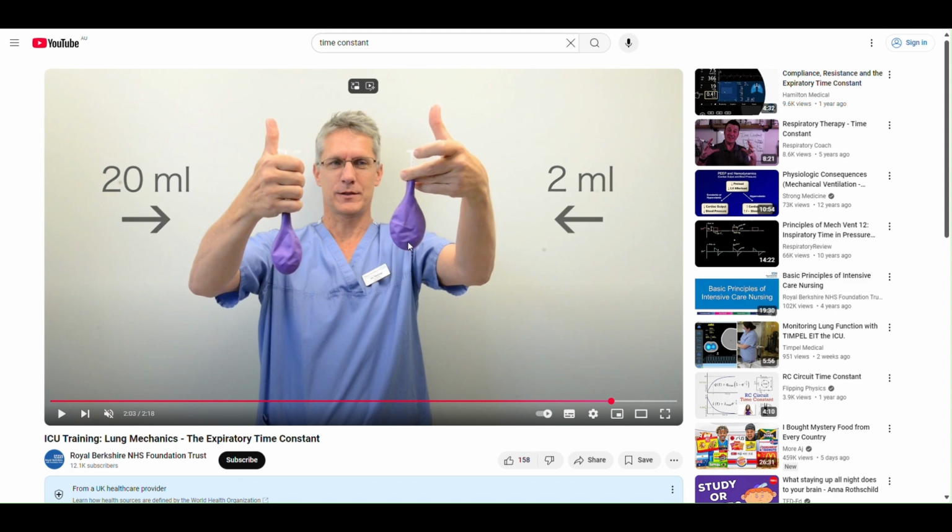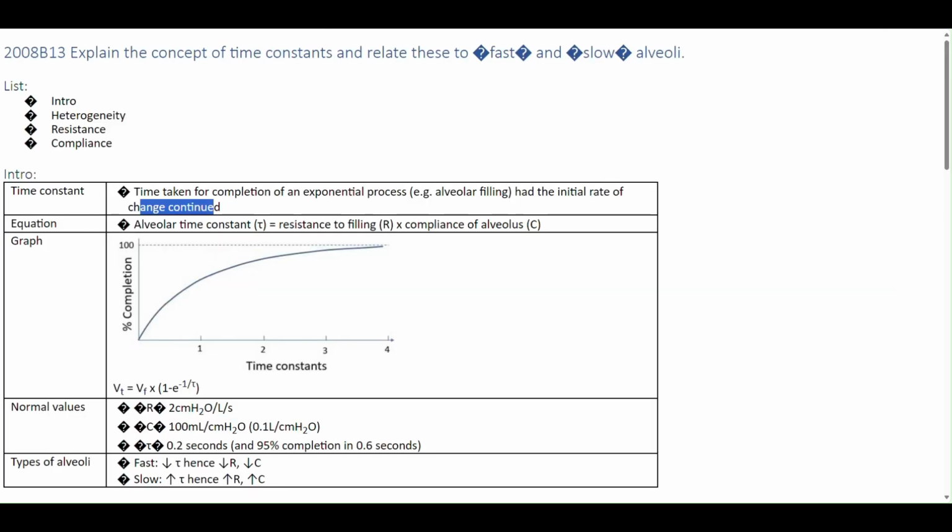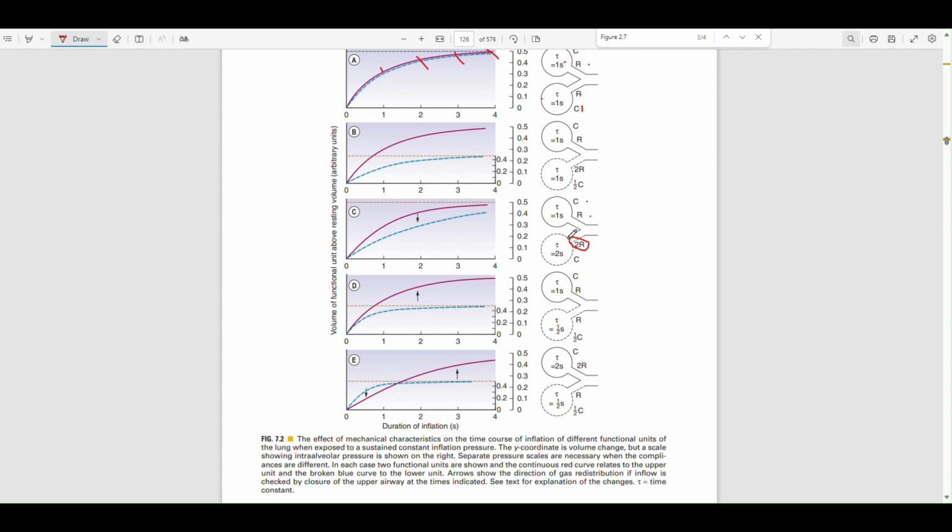And note that both have the same compliance. So that's exactly what the diagram is trying to say. The compliance is the same, but the resistance is double. What does that mean? It will take a longer time. And actually the time constant is 2. So it takes 2 seconds, say, for it to reach 63%.